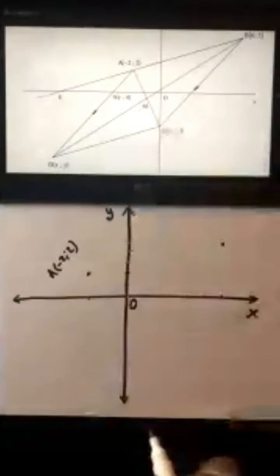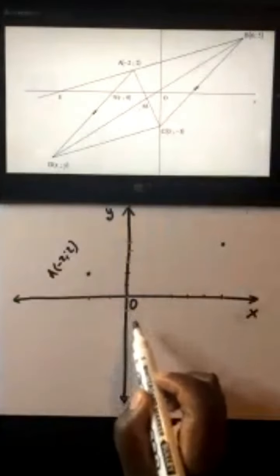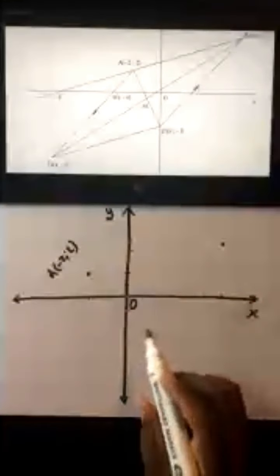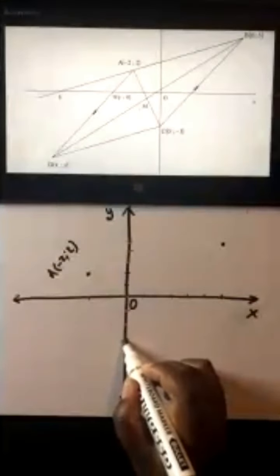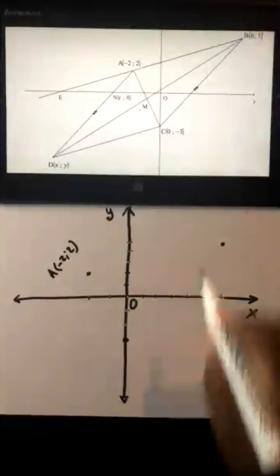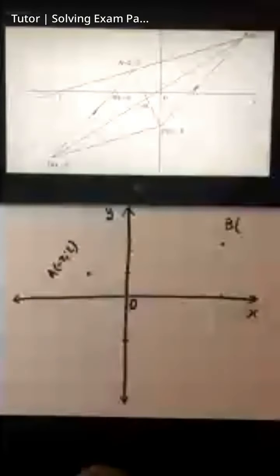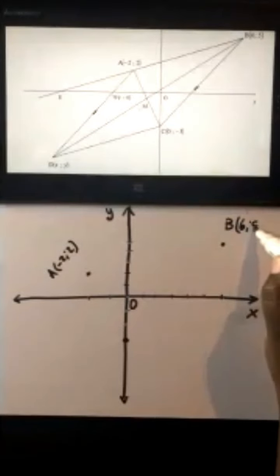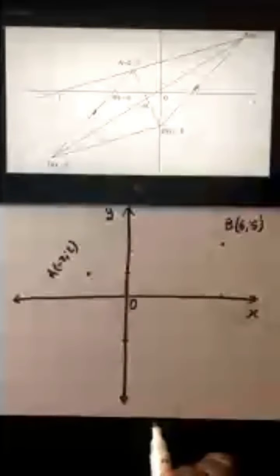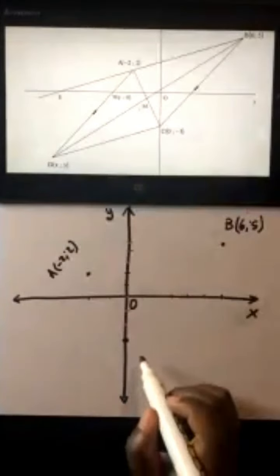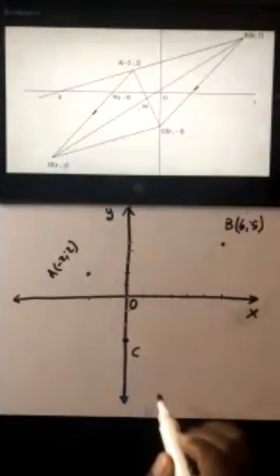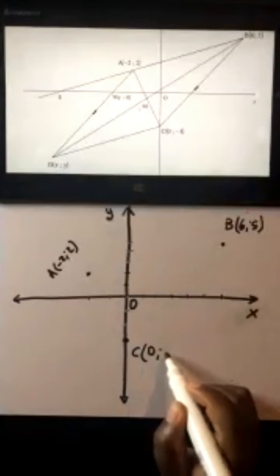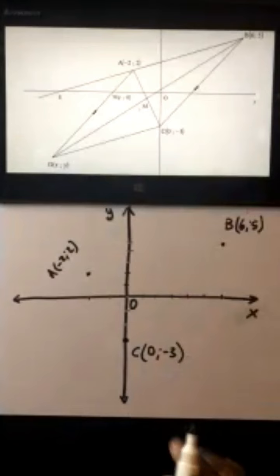So now let's move to point C. Obviously, we know it's 0. Let's say -1, -2, -3. So it could be somewhere there, ladies and gentlemen. But remember, guys, let's write those coordinates of B. I'm not sure if that point shows on the screen. So it's 6 and 5. Okay, so now the C coordinates are 0 and -3.